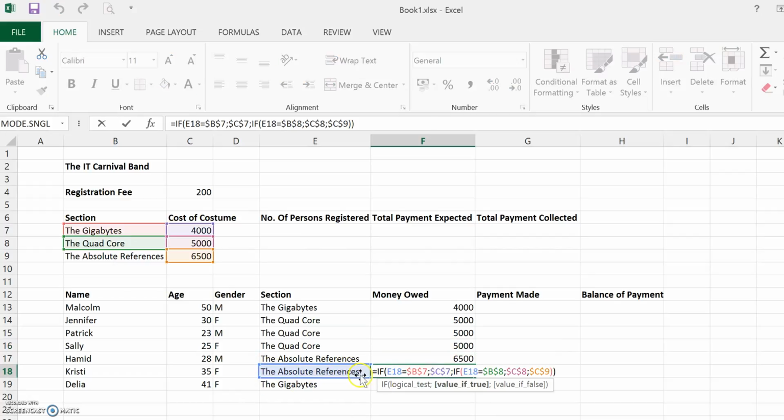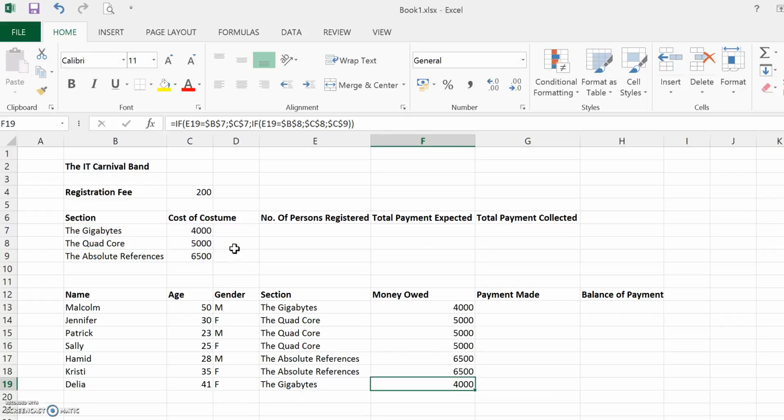So let's look at another person. This person is in the absolute references, and again notice all of the references remain in this area where I have to make my comparisons and be able to also retrieve the cost of the costume to put it into this column here. Now this is only referring to the cost of the costume. I also have to add in the registration fee, which is in cell C4.